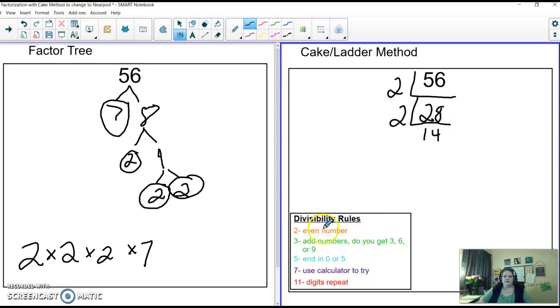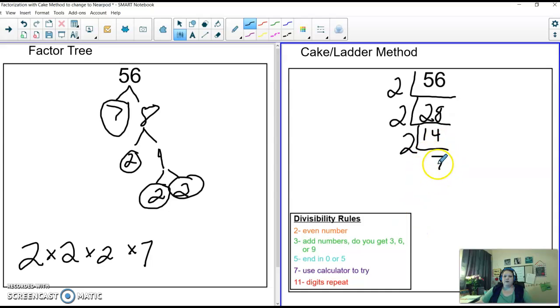Okay, I repeat myself and go through my steps again with my divisibility rules. Is 14 even? Yes, it's even because it ends in a 4. So I'm going to draw another upside down division and write a 2. 14 divided by 2, grab my calculator, is 7.